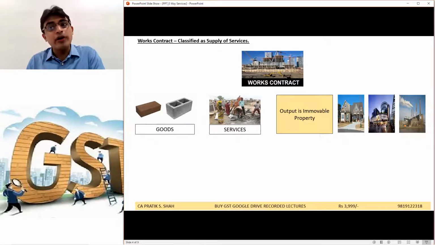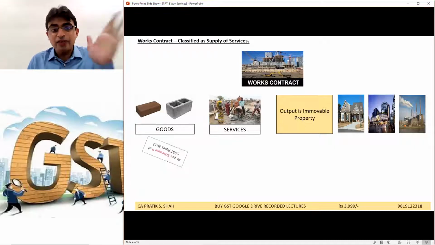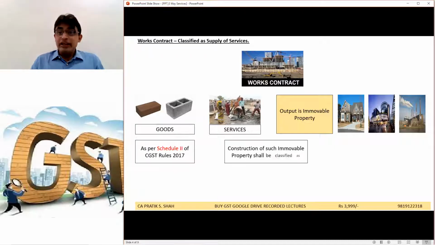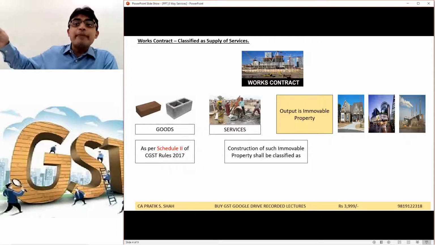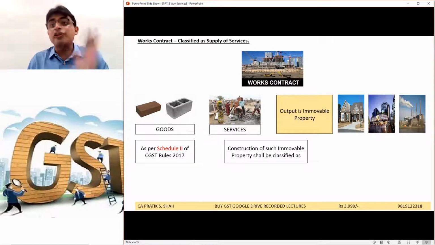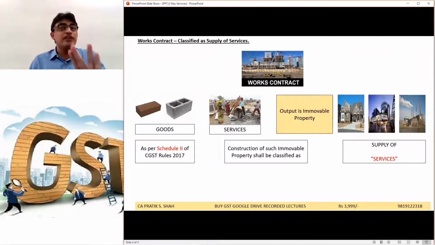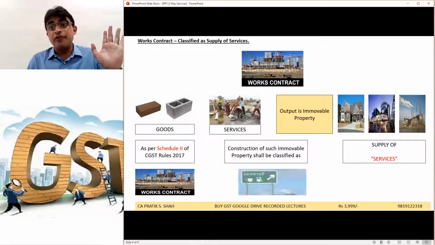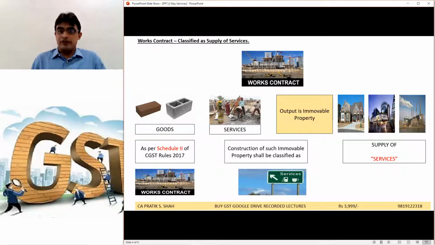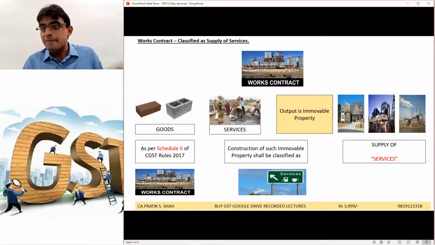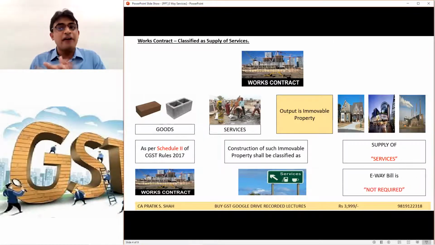But whether works contract is classified as goods or services, you are aware as per Schedule 2, if I construct an immovable property, if there is a supply of works contract, it is classified under GST as service. This is given in the schedule that works contract is supply of service. And just now we learned e-way bill is not required for service. That means for works contract, there is no need of any e-way bill. This is just a plain read.